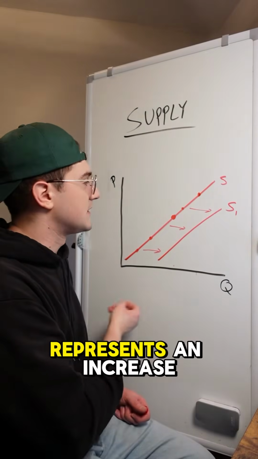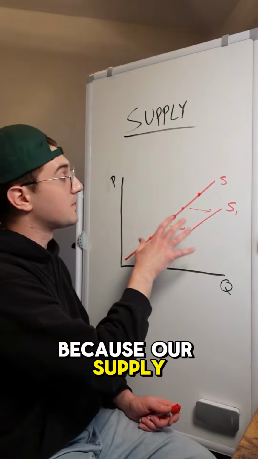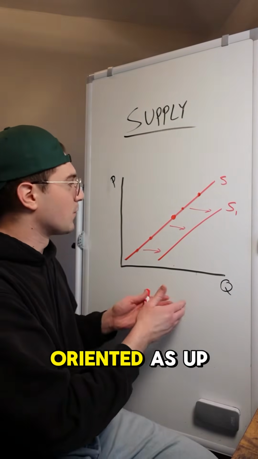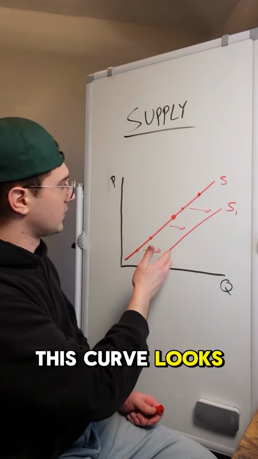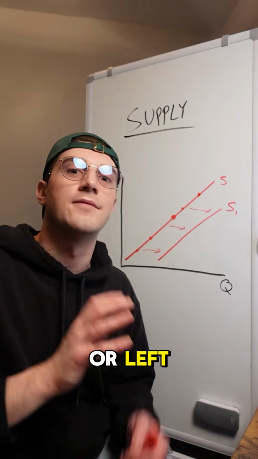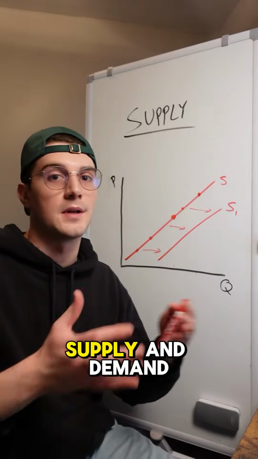This right here represents an increase in supply because our supply curve is shifting to the right. But it's easy to get tripped up on here because if you'd orient it as up and down, you'd say, oh, this curve looks like it's shifting down, the supply must be decreasing. It's not. Right or left is how you should orient shifts in the supply and demand curves.